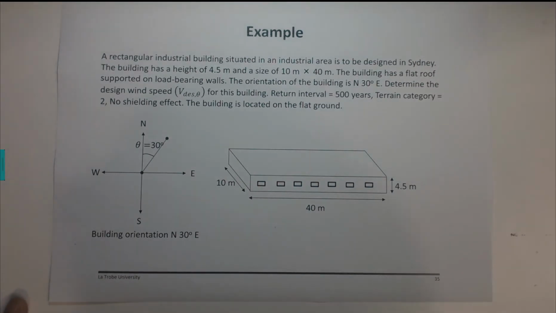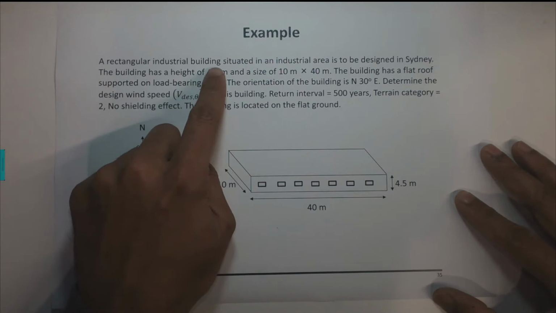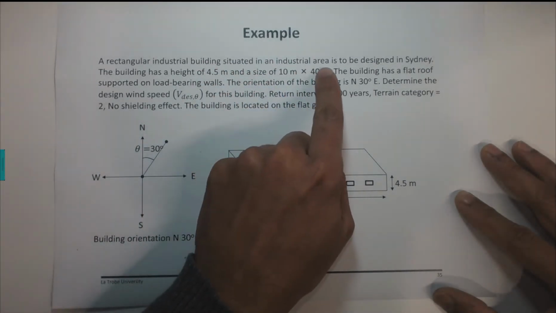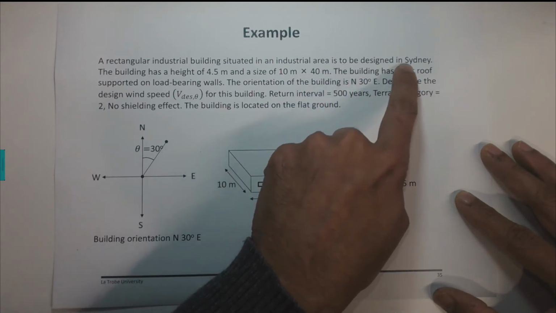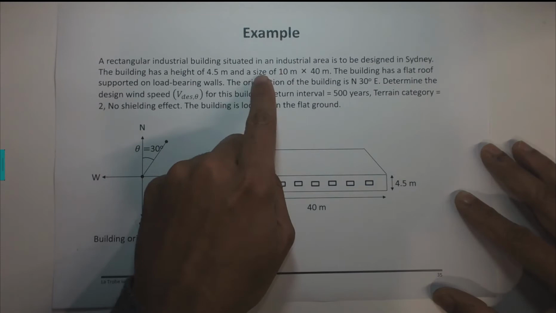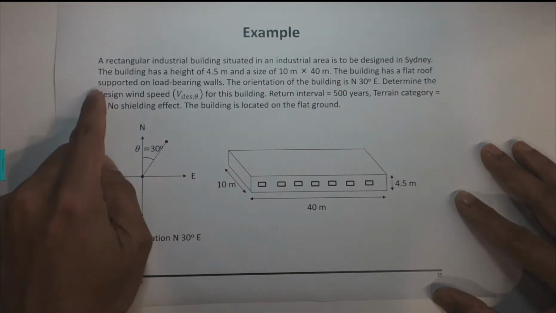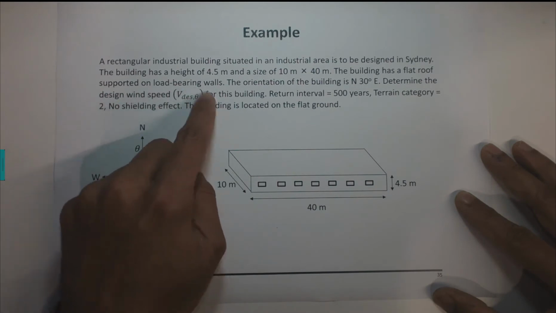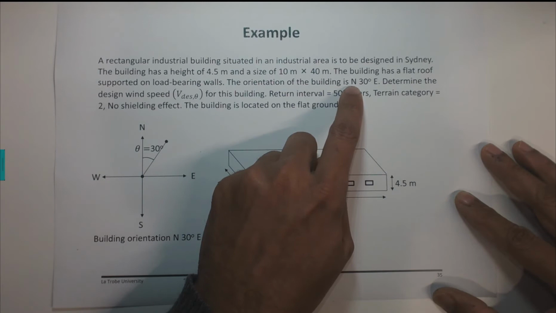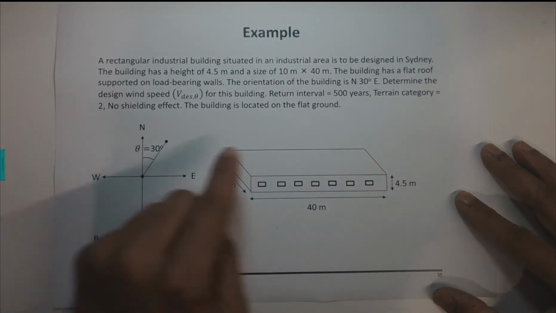This video explains example 1 in the week 3 lectures. A rectangular industrial building, situated in an industrial area in Sydney, is to be designed. The building has a height of 4.5 meters and a size of 10 meters by 40 meters. It has a flat roof supported on load-bearing walls. The orientation of the building is north 30° east.